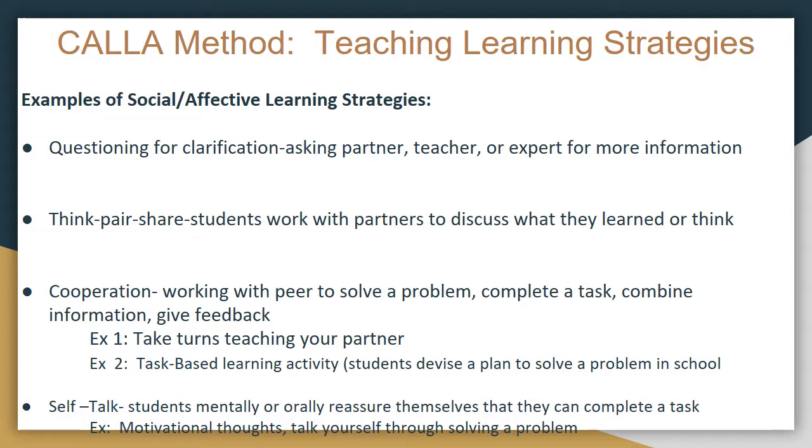Cooperation could be an element of the social affective learning strategy. And so this could be kind of like a task-based learning where students work with a peer to solve a real problem, and they could work with a peer to combine their information. So maybe one person knows one part of the activity and the other person doesn't know the other part, and they work together to combine it to make one cohesive whole. This would be kind of like jigsawing when you're reading a text where one person becomes an expert in one element of the text, and then they later come together and put it together and teach each other.